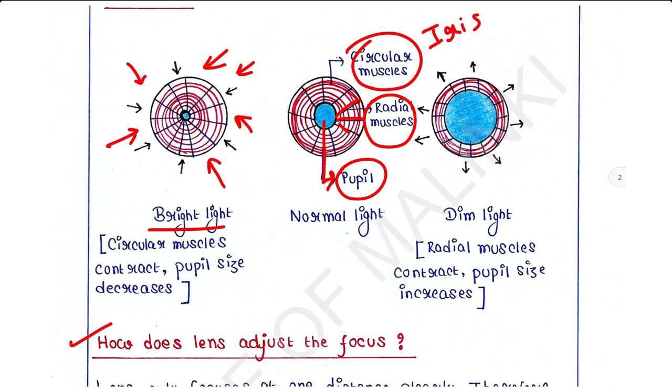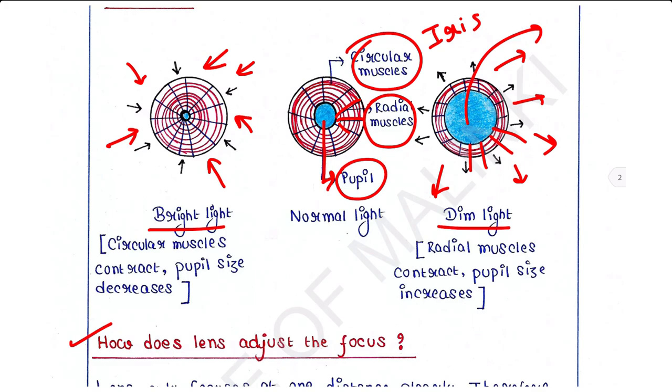Now we will see what happens in case of dim light. In case of dim light, or when the light is very low, these radial muscles will contract in this way. The movement will be in this way. Therefore, the iris increases the size of the pupil. You can see the pupil size is increased. Therefore, at that time, more light will enter.